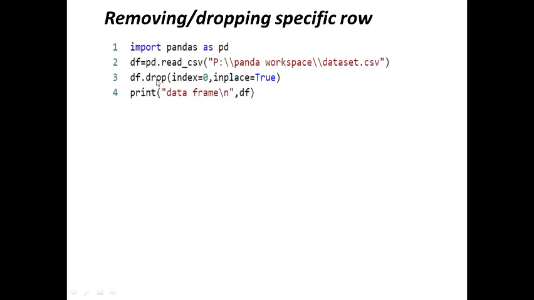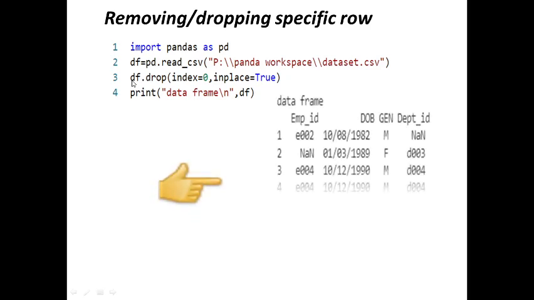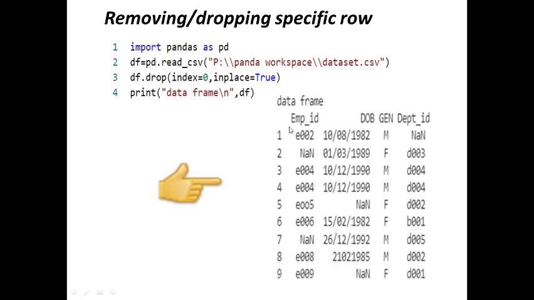So in drop, we need to pass a parameter, that parameter is index, and we need to provide the index number of the row that we want to delete, and then we are writing inplace. So inplace means we want to change this existing or original data frame. When we run this code, the output will be, in this df, the 0 index row will be deleted. So here you can see, we can delete a specific row using the drop function, and we need to pass the parameter index, right?